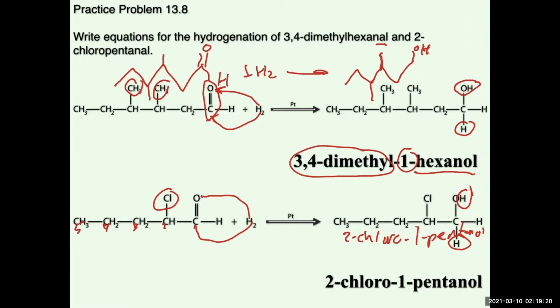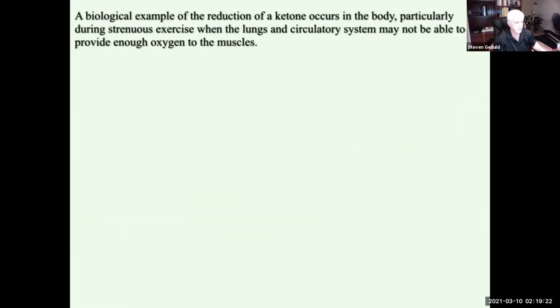All right, perfect. A biological example, which you're going to be using in biochemistry when we start chapter 16, is reduction of a ketone, which occurs in the body during strenuous exercise. When the lungs and circulatory system cannot provide enough oxygen to your muscles, your body goes into anaerobic respiration, without oxygen. It starts to break down glucose without using oxygen. It's not as efficient and different byproducts are produced. And we go into this.